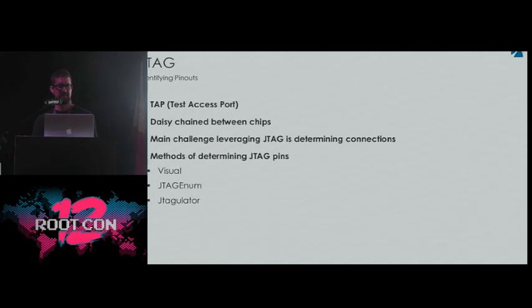So, identifying pinouts. The main challenge in leveraging JTAG, again, is determining how to connect to it. So there's different methods of doing this. You can do it either visually, like trying to trace the pin, knowing what chip it is and what pins on the chip are the JTAG ones, and try to identify where it goes and then connect to it directly. Or you can use software. There are other commercial solutions out there. For the purpose of this talk, I just covered 2 of the most popular ones that the hacking community is using. That would be JTAG Enum and JTAGulator.